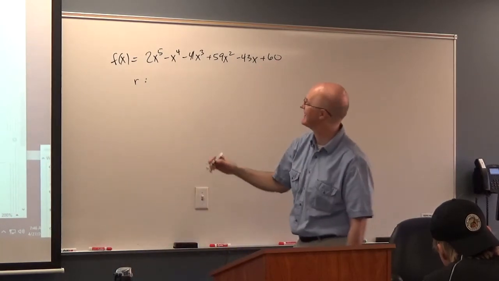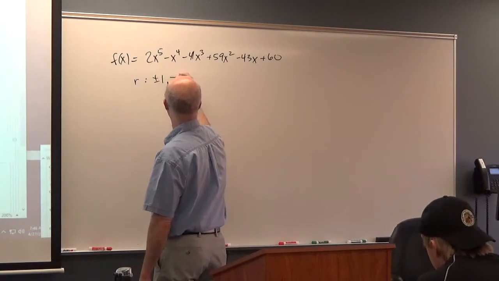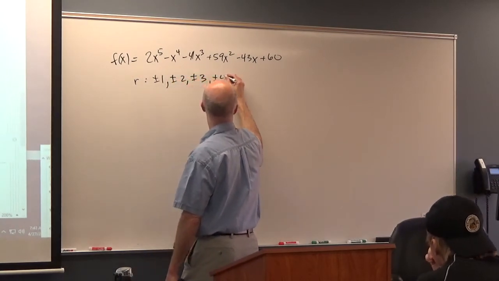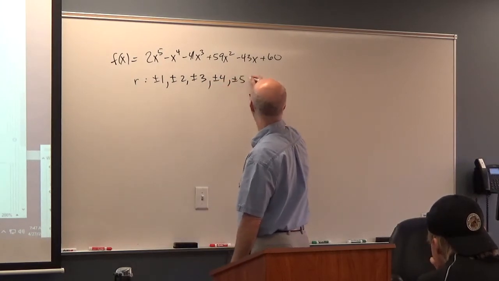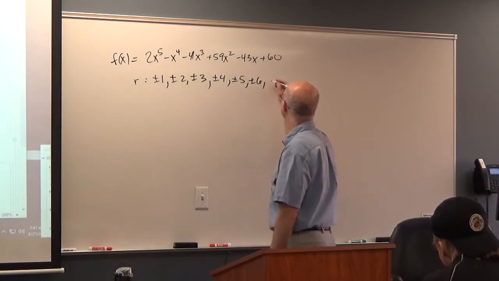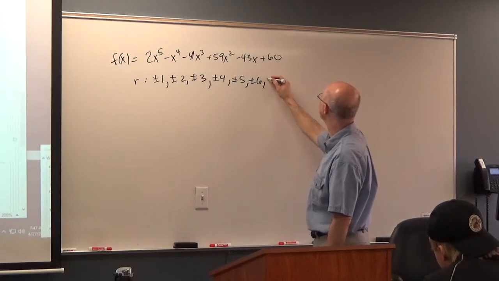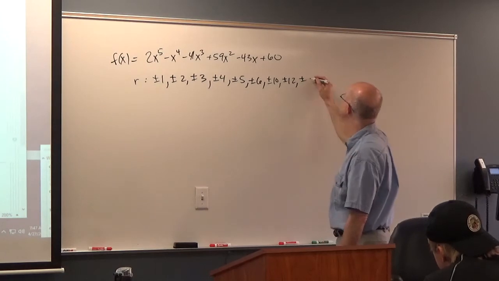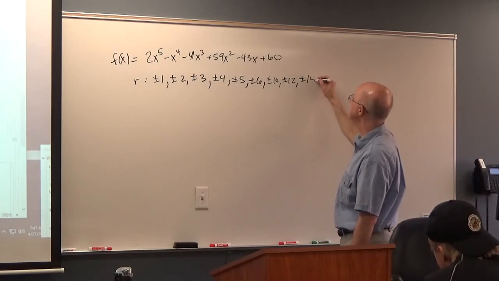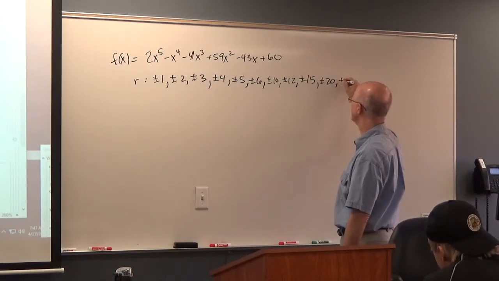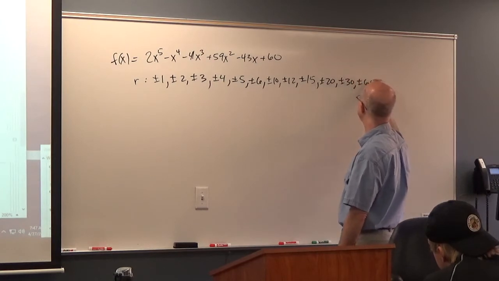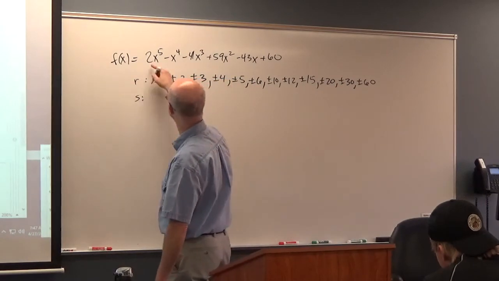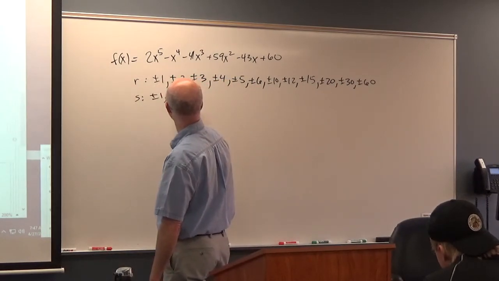Okay, there's lots of possibilities here. Plus or minus 1, plus or minus 2, plus or minus 3, plus or minus 4, plus or minus 5, plus or minus 6, plus or minus 10, plus or minus 12, plus or minus 15, plus or minus 20, plus or minus 30, plus or minus 60. Yikes, lots of those possibilities. And S has to divide 2, plus or minus 1, plus or minus 2.